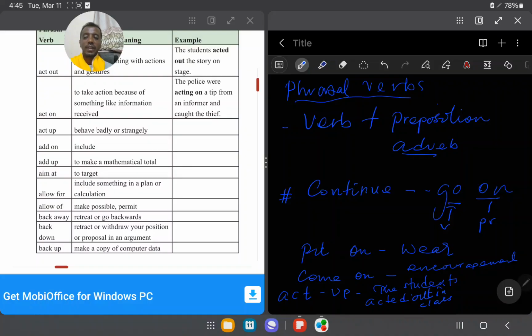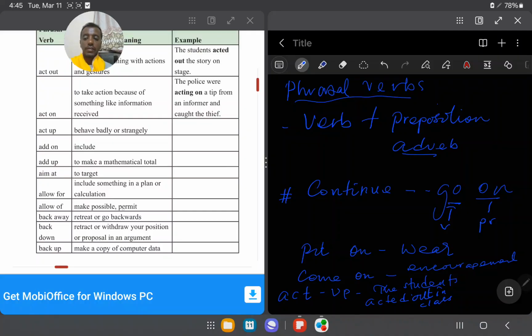Add on means include. Let me show you an example. Our teacher added on some students for the presentation. Instead of include, you can say add on, but add on is different. Even when there is a root word, different prepositions give a different meaning. Okay, this is the meaning of phrasal verb.